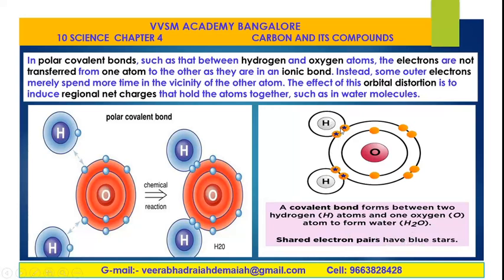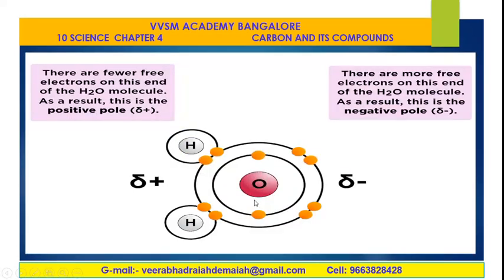The paired electrons here. So there are fewer free electrons on this end of the water molecule. As a result, this is the positive pole. This delta plus is a positive pole and delta minus is a negative pole in case of the water molecule.